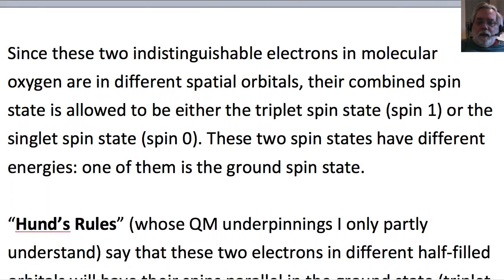Since these two indistinguishable electrons in molecular oxygen are in different spatial orbitals, their combined spin state is allowed to be either the triplet spin state, spin 1, or the singlet spin state, spin 0. These two spin states have different energies. One of them will be the ground spin state.